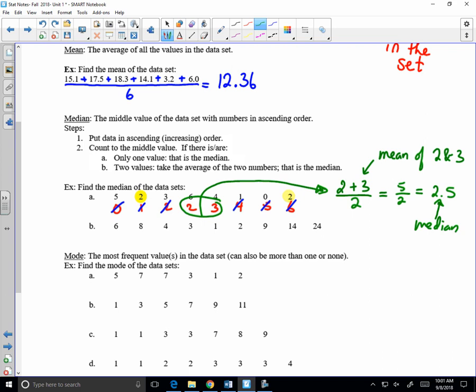All right, now if you do the same thing with D, because there's an odd number of values in the set, you'll get one number directly in the middle. That's the easier case. So in order: 1, 2, 3, 4, 6, 8, 9, then 14, 24. So if you're counting to the middle, it's going to be 6.